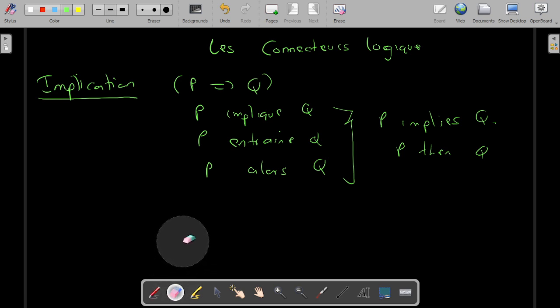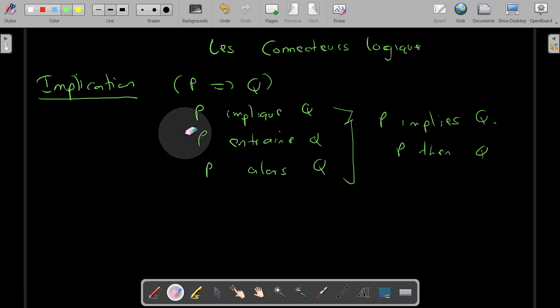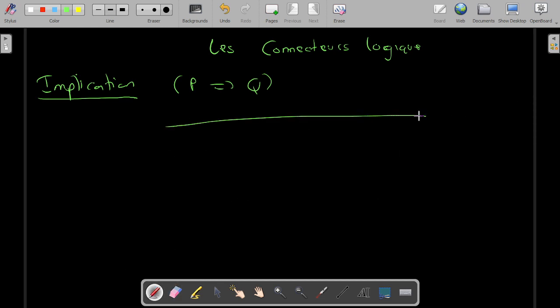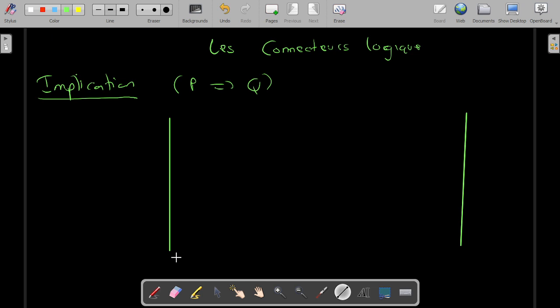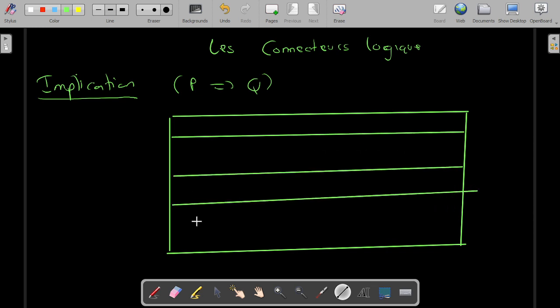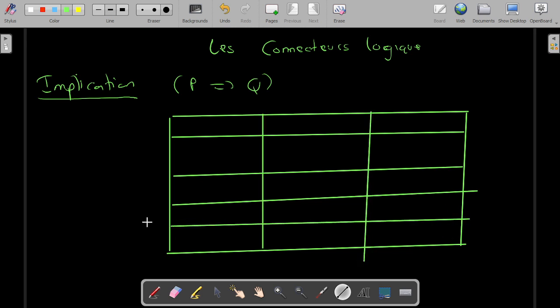So now, what is the table de vérité? This is going to be a bit tricky to understand, but I'll give you guys something that is going to help you remember the truth table. Let me just write the truth table, and let me come up with lines. So we basically have to have 4 boxes here. All right. So we have our 4 boxes, and we have that, and we have that.